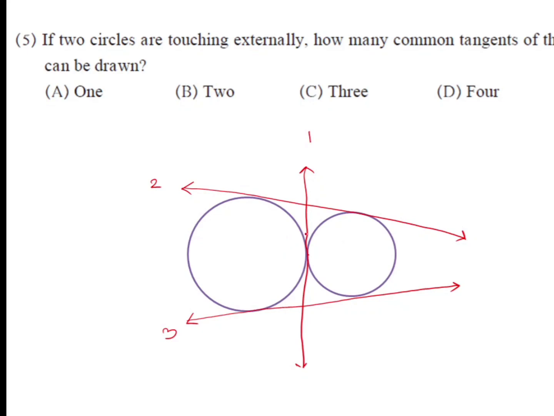So here only one common tangent is not there. If there are two circles which are touching externally, then we can draw 3 common tangents for them. So the correct alternative is option C, that's 3.